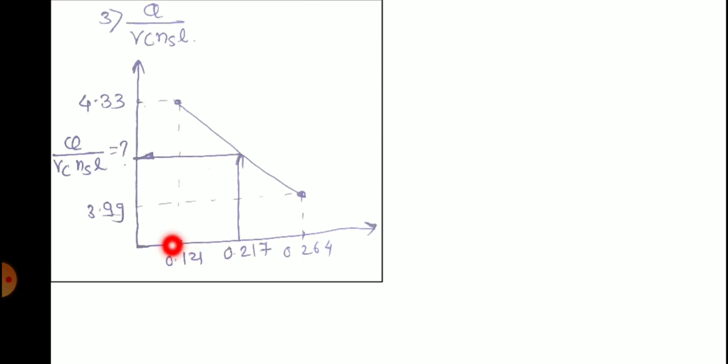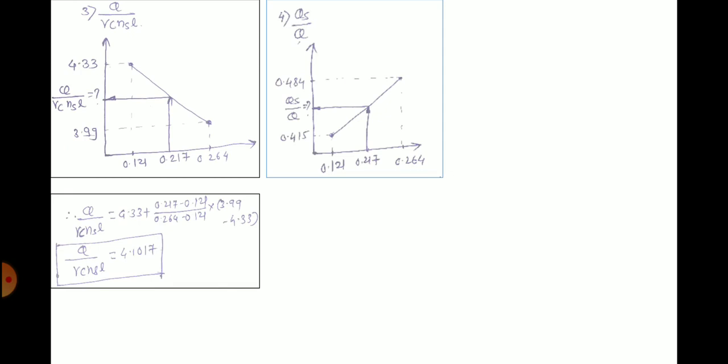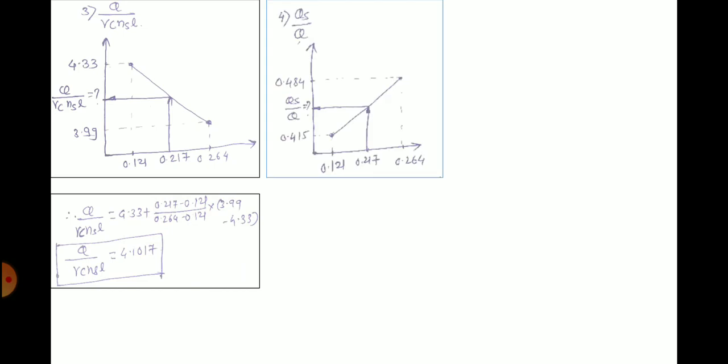Now we'll interpolate again. When s is equal to 0.217, what will be the corresponding q upon rc ns l? How to find out? Again very simple. So q upon rc ns l, y1. Okay, q upon rc ns l is equal to y1 plus x minus x1 upon x2 minus x1 into y2 minus y1, and after simplification I am getting q upon rc ns l is equal to 4.1017.